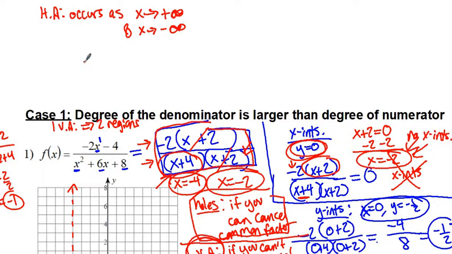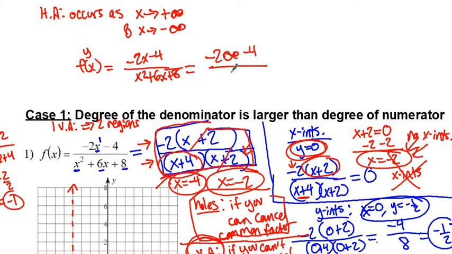So let's take a look at this graph. We have f of x, and by the way, f of x is interchangeable with the letter y, so I'll just write a y above that. f of x equals this right here. This is our original equation. And we are now asking what's going to happen to this graph as x travels to infinity. So here's what would happen. You'd have negative 2 times infinity minus 4 over infinity squared plus 6 times infinity plus 8.